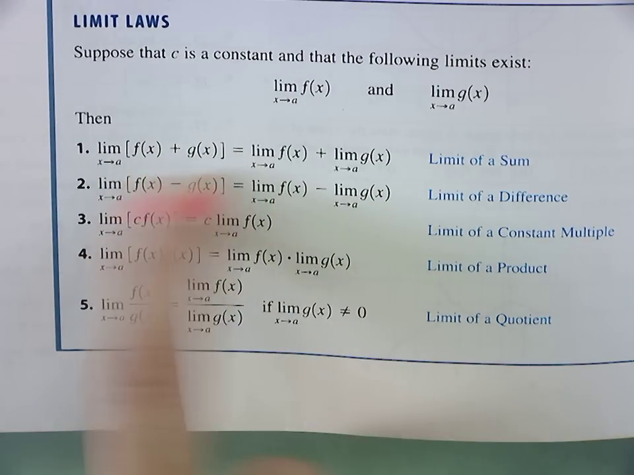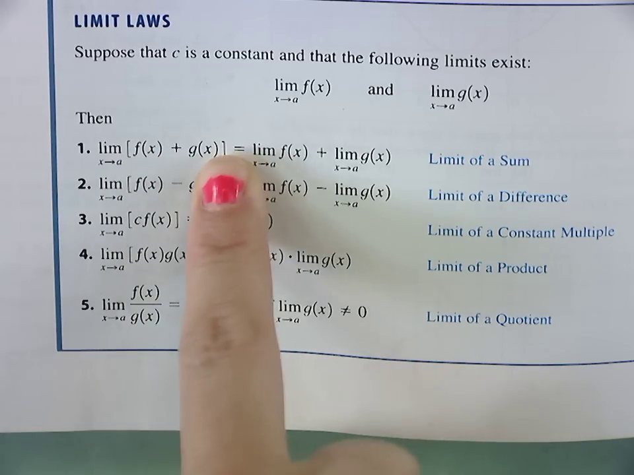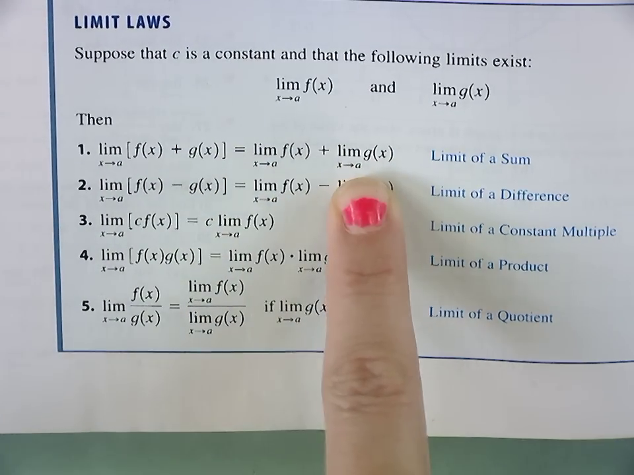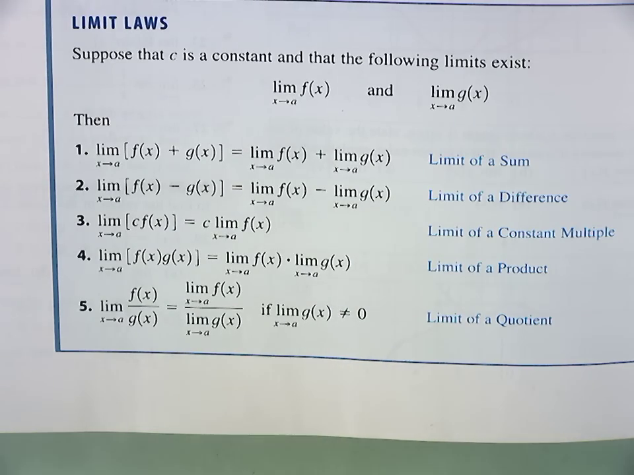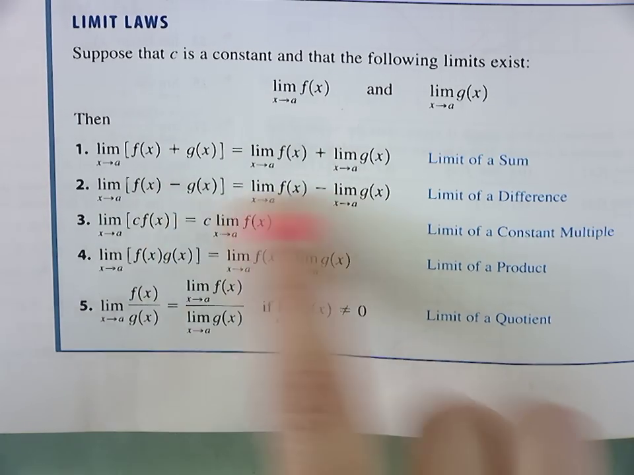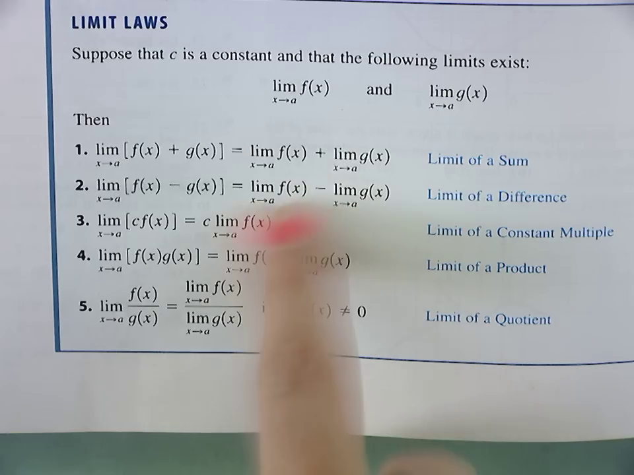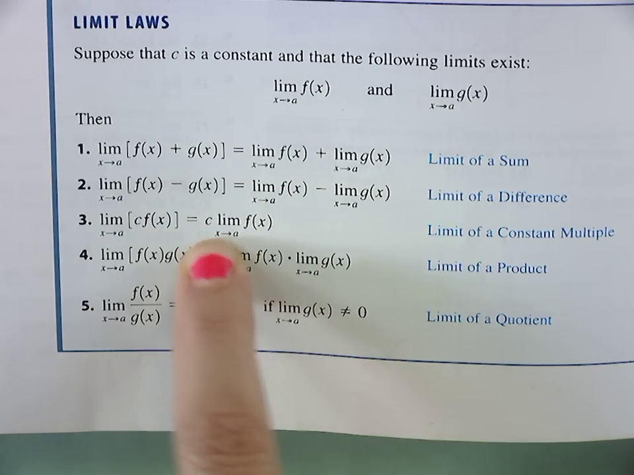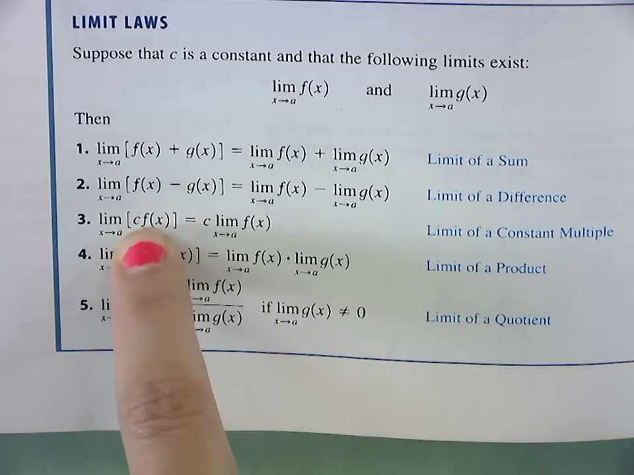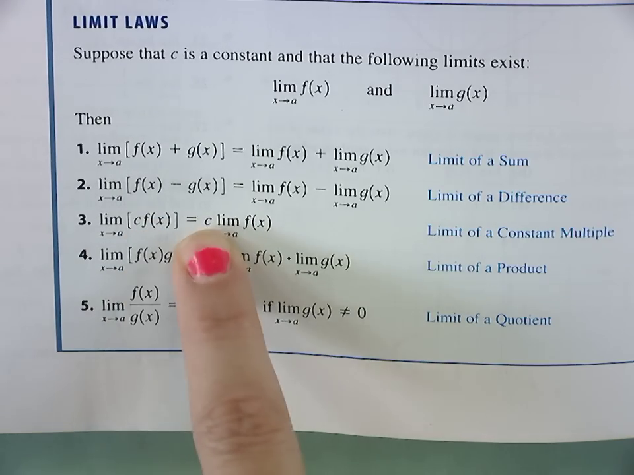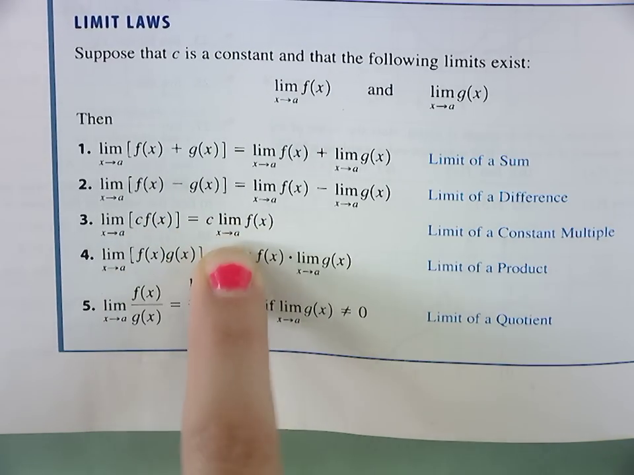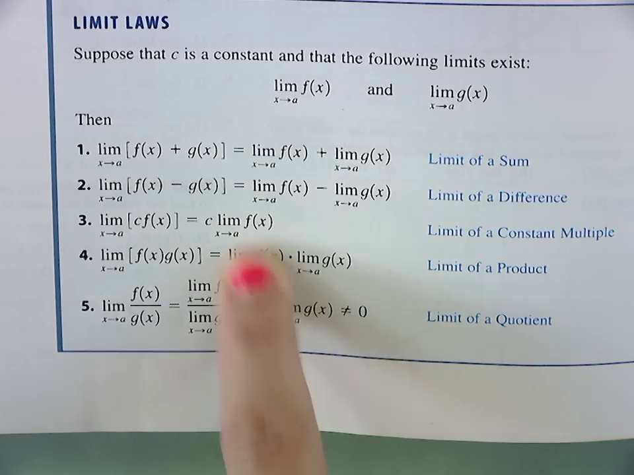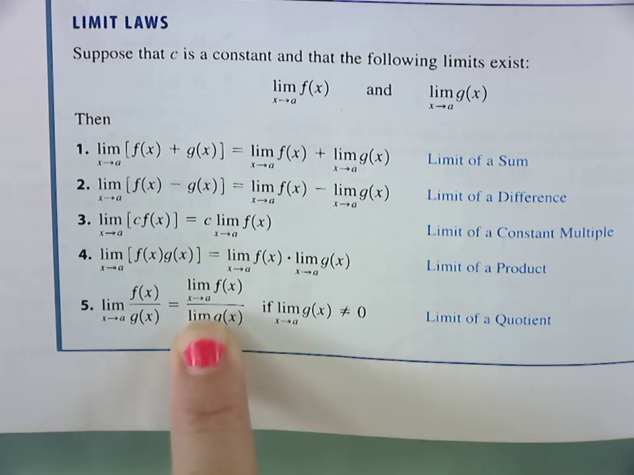So if you have two functions added together, then you can split it up and do the limit of the first function and add that to the limit of the second function. Same thing with subtraction. If you're subtracting two functions, you can take the limit of each one separately and subtract. Now C is going to be what kind of value? A constant. So if you have a constant multiplied by a function, you can actually bring that out in front and then multiply after you take the limit. If you do have two of them multiplied together, you can take the limit of each one separately and multiply. And same thing with division.